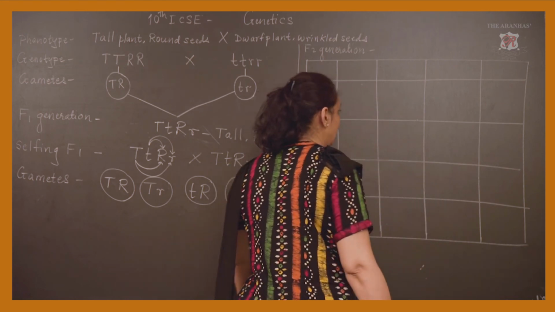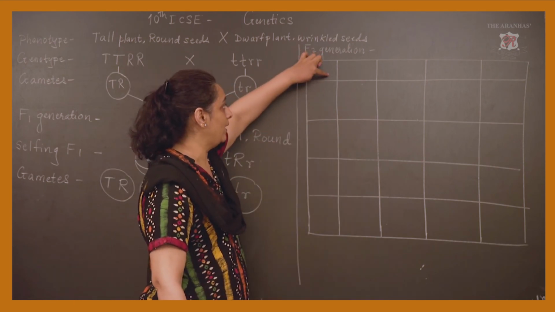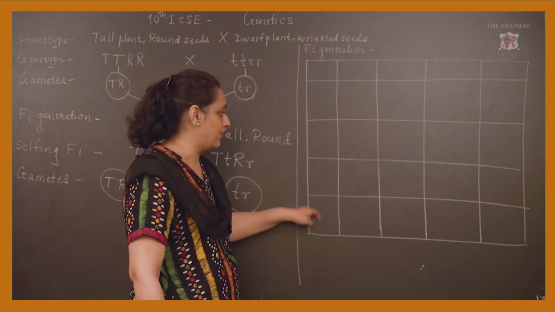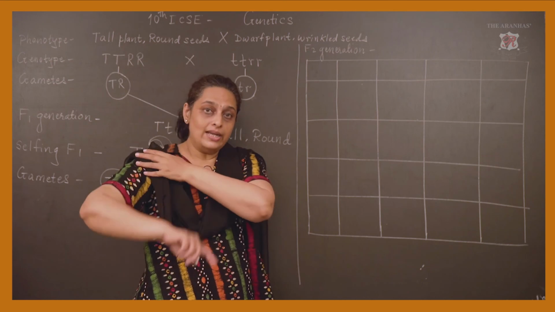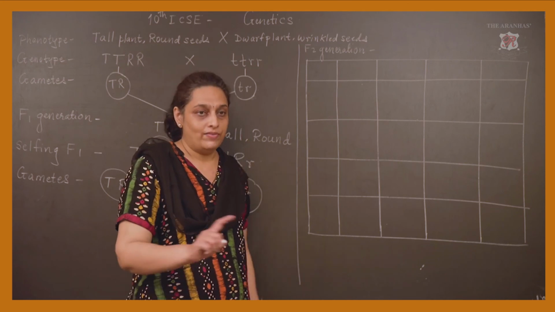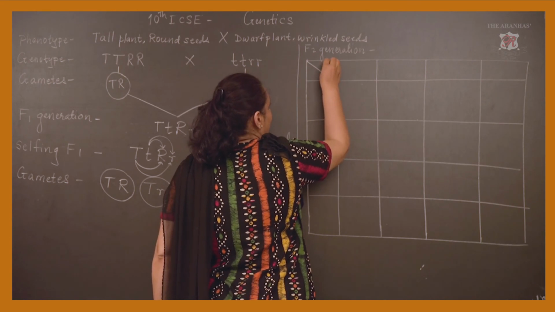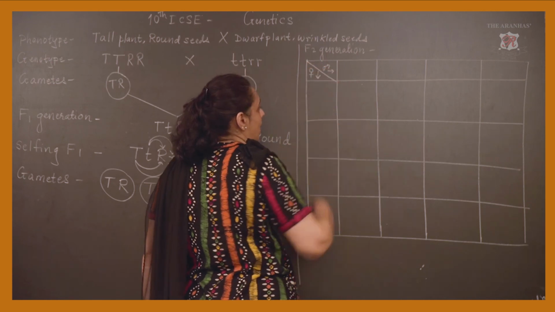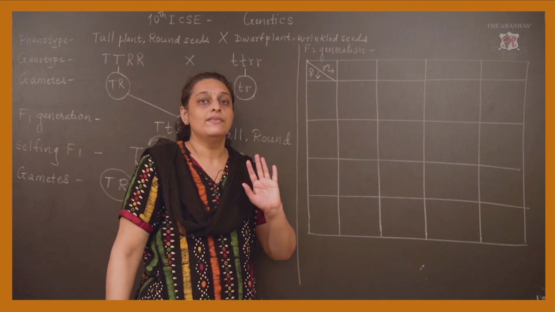Students, are you done with drawing the table of 5 rows and 5 columns? See here, columns I am counting 1, 2, 3, 4, 5. Rows 1, 2, 3, 4, 5. So 5 rows and 5 columns I have written. Now, just like your earlier F2 generation of the monohybrid cross, we will be writing the F2 generation for the dihybrid cross. Horizontally, suppose we write gametes of the male parent, and vertically we are writing gametes of the female parent.